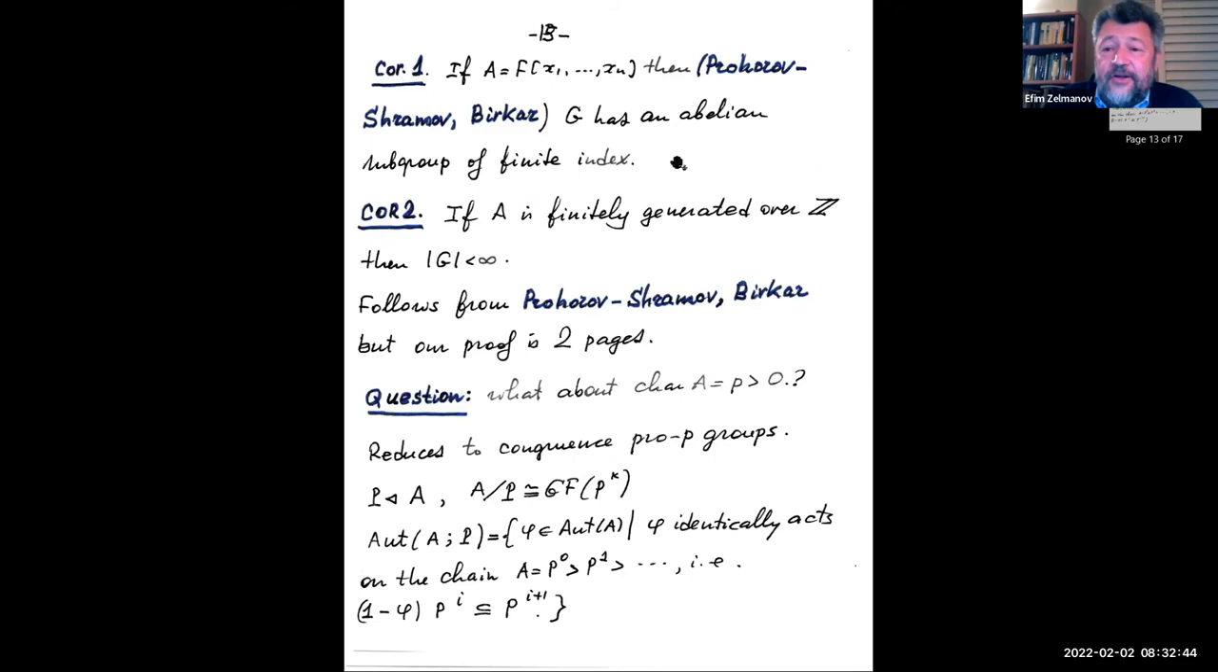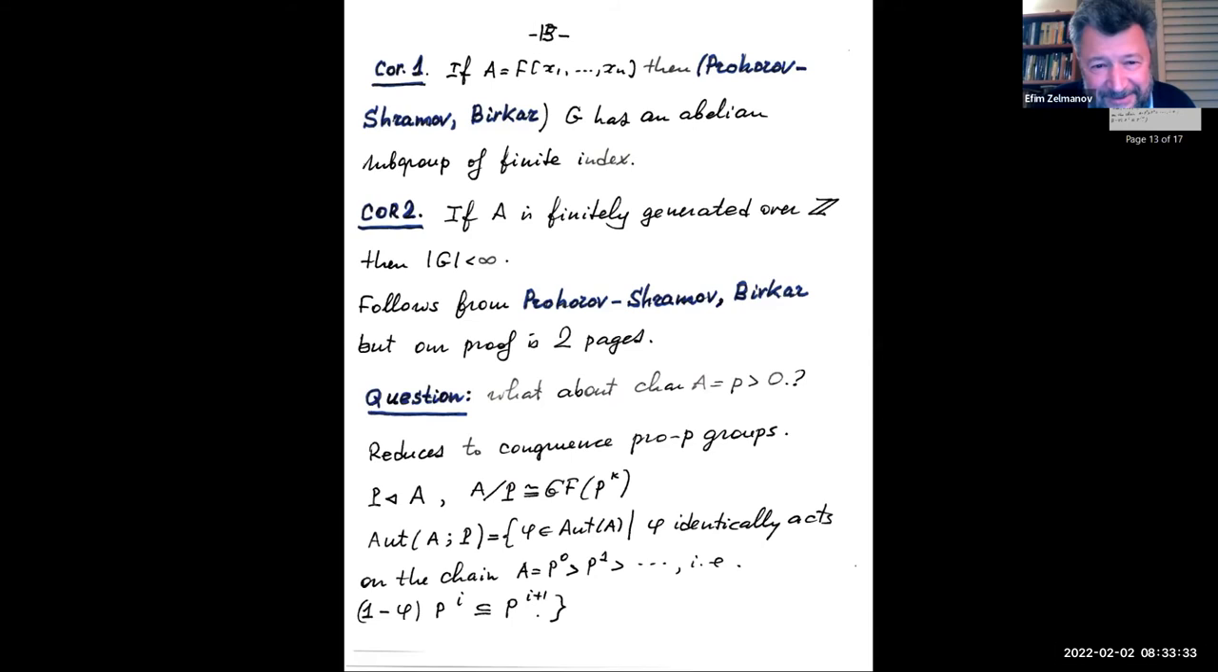If we have a locally finite subgroup in a group which has the Jordan property, then it has an abelian subgroup of finite index. And the second corollary: if A is a finitely generated ring, so it is kind of finite dimensional over integers, then every torsion group is not only locally finite, it is finite. In fact, this assertion follows from the result of Prokhorov, Shramov, and Birkar. But this proof is extremely complicated, and our proof takes two pages.